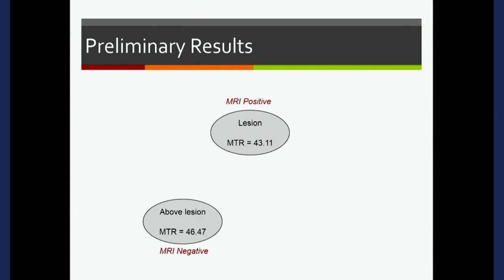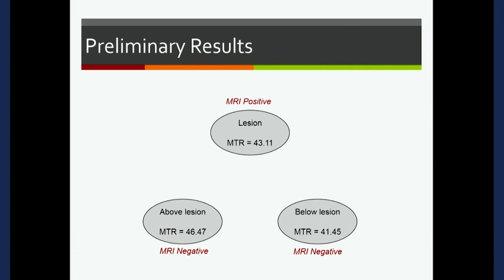We did an average of above the lesion, which means MRI negative, which means the report says there's no injury, right? And then we looked at below the lesion, and these are the values we saw. So now, you're all gonna help me analyze the data, okay? Everybody's gonna be scientists for a minute.